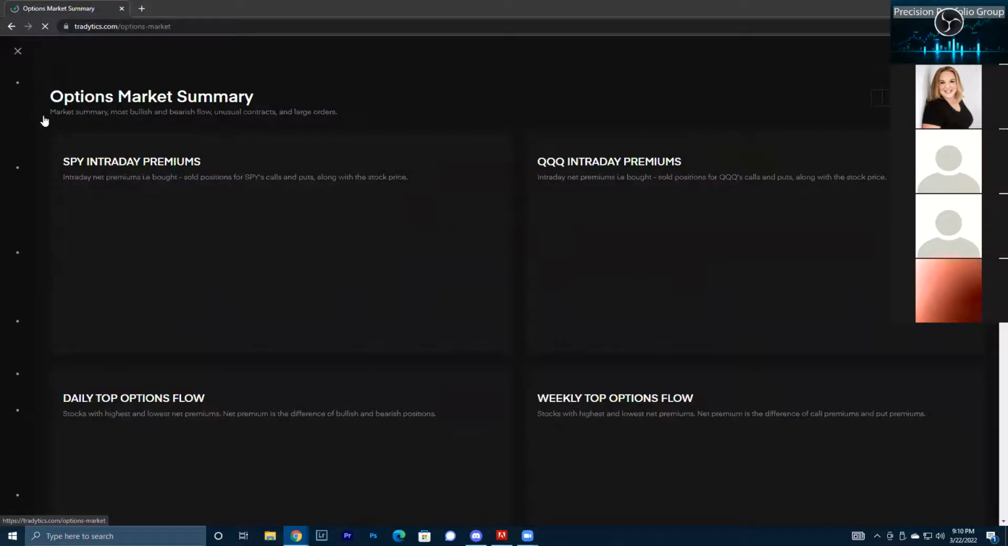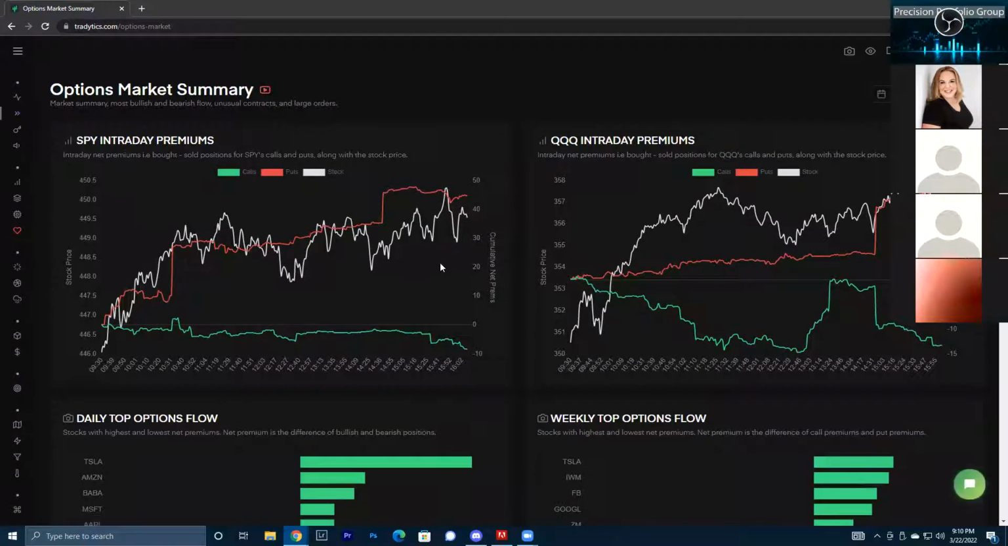Then I would go into the options section, and this is very crucial. This would tell you exactly how, when I set up my net premiums, when I post my net premiums, this is what I look at. I look at for the particular day at 9:30 open, where is SPY heading? Is it more calls or more puts that people are buying?